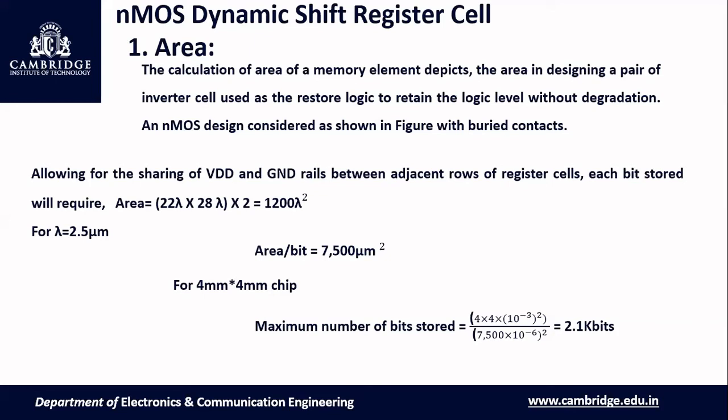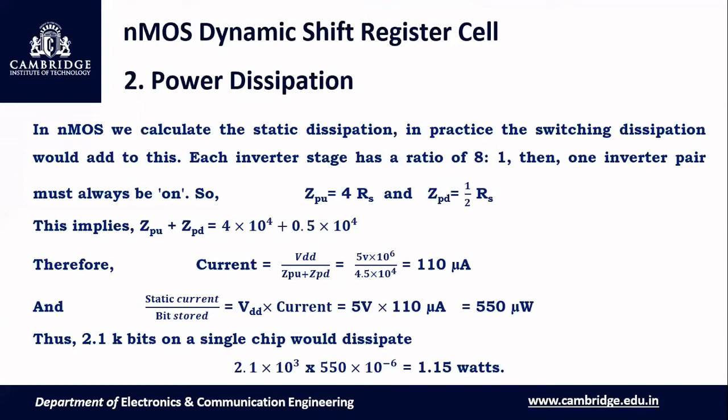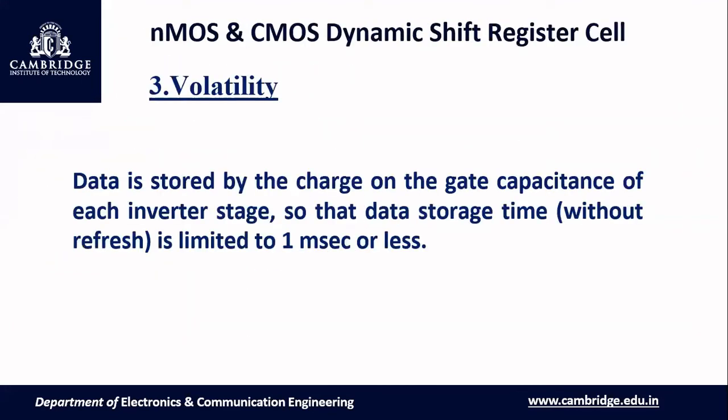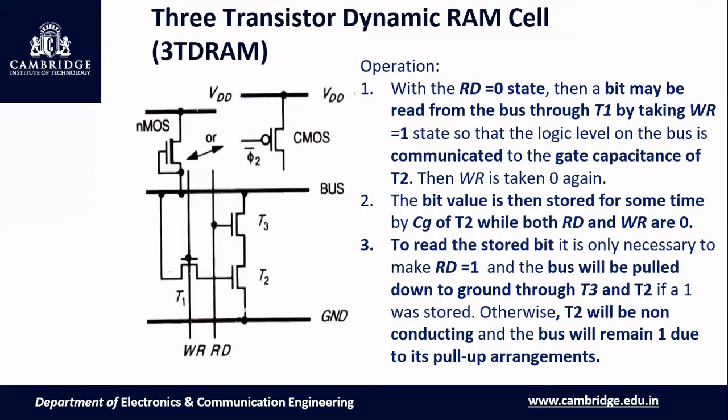You're getting an idea now of what we are trying to do. We are designing different memory elements. Here we are considering 3 different factors: area, power dissipation, and volatility. In the case of the NMOS dynamic shift register, we can store 2.1 kilobits. Power dissipation we have calculated. And in the case of CMOS, 1.2 kilobits. Power dissipation we had calculated. And volatility: we can store for 1 millisecond. Whatever memory elements we have discussed, they can store only for 1 millisecond.